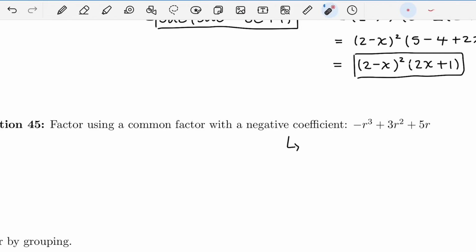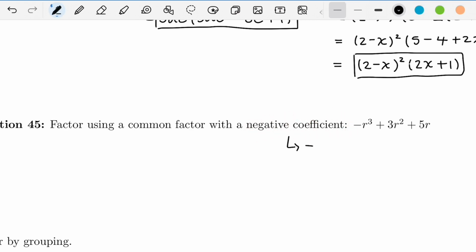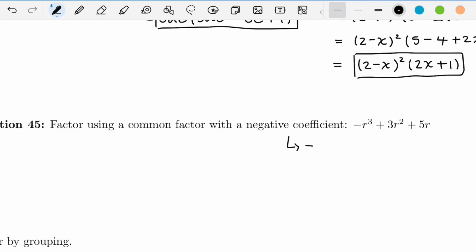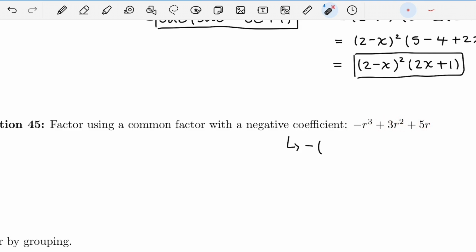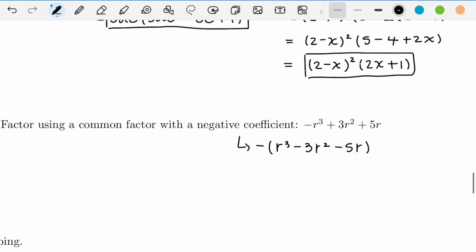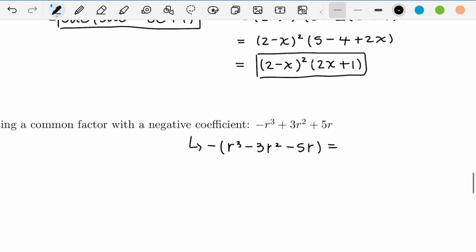Since we know we want to have a negative coefficient, the first thing that we can do is just pull out a negative from each of these terms here. Doing so, all of these terms are going to have different signs. So we're going to have a positive r cubed, a minus 3r squared, a minus 5r. Now from here, we want to pull out the greatest common factor.